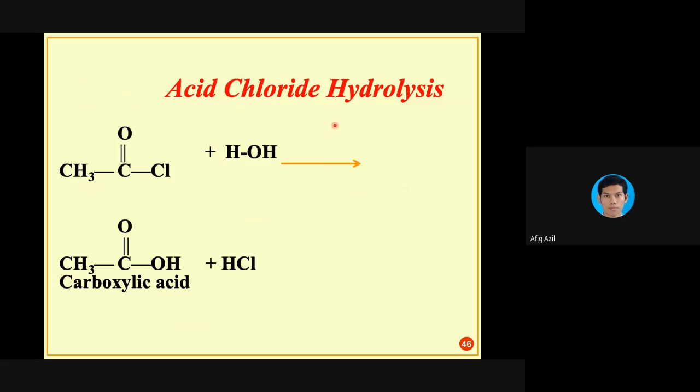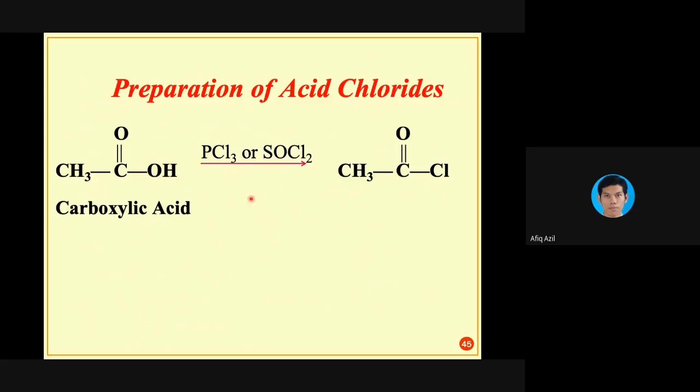Same like an ester, the acid chloride can be converted back to carboxylic acid. This is through the reaction of hydrolysis. Just by mixing with water, the acid chloride mixed with water, you can obtain the carboxylic acid back. So that means this reaction basically can become reversible, but you have to change some of the reagent.